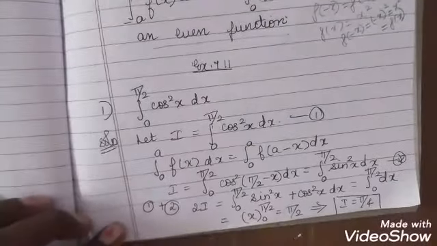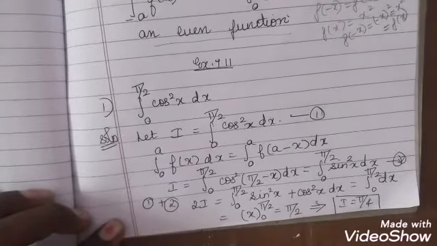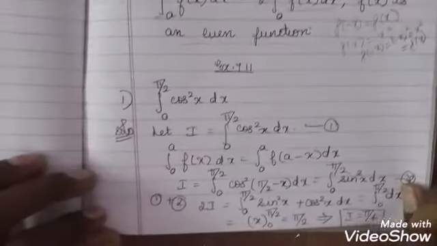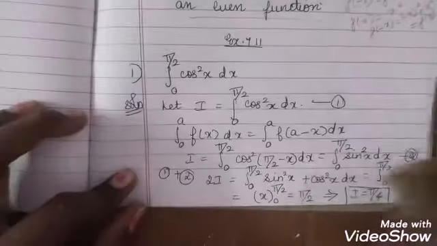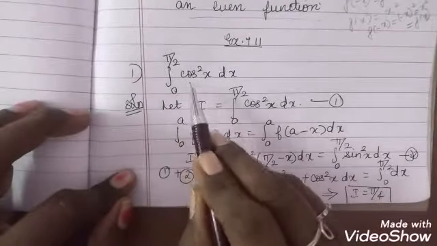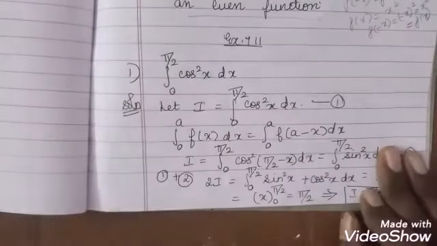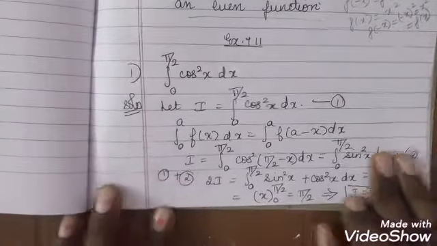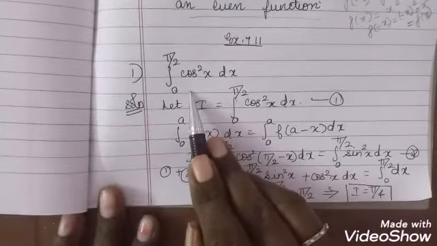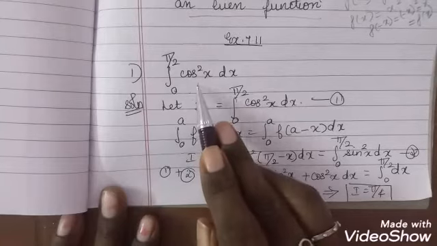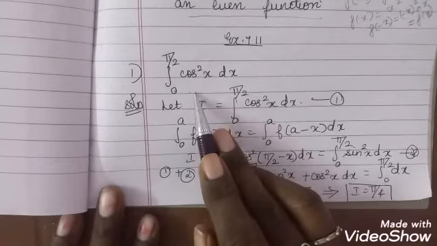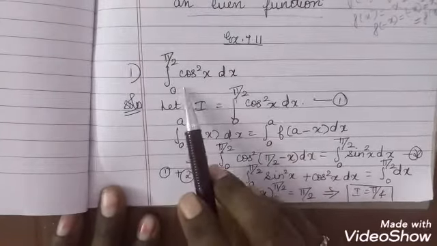That's nothing but exercise 7.11. So what is your exercise 7.11? Exercise 7.11: I is equal to the integral over 0 to pi by 2 of cos squared x dx. Keeping it as it is, it's not possible for me to integrate it. By using the trigonometric identity, of course I can integrate it, but I'm using the properties here.